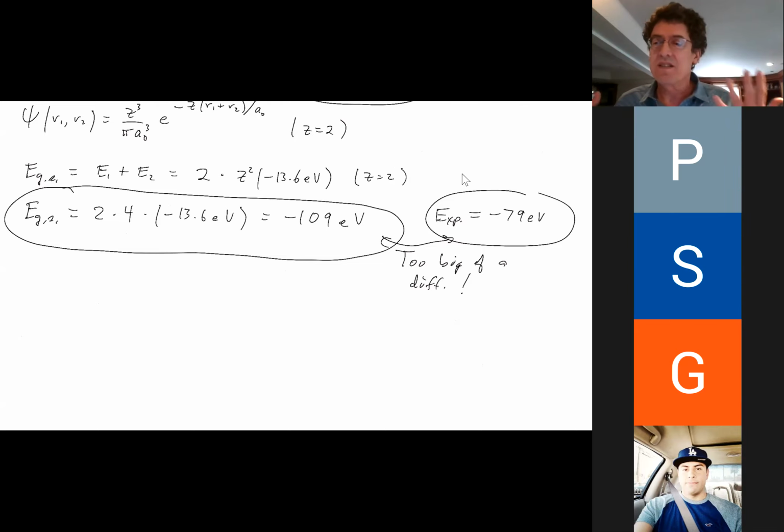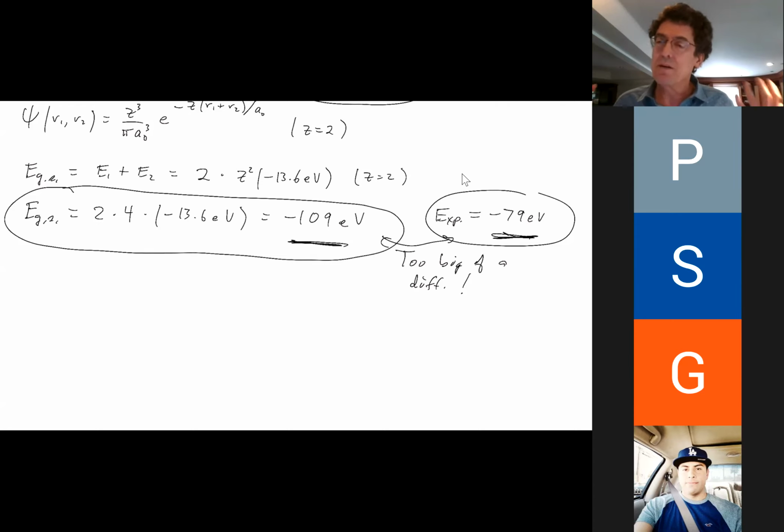So as an experimentalist, you just want to do the simplest thing. So you're like, okay, let's try to explain this number, 79. I'll just ignore the electron-electron interaction and calculate it. And you calculate it like we just did, and you get this number, negative 109. But then you look at your experimental number, 79, and you're like, that's like 50% off. I mean, 40% off. That's a really big discrepancy.